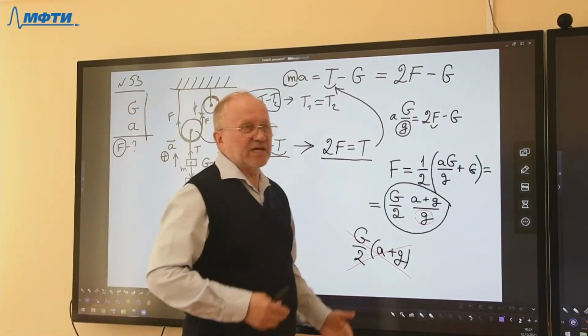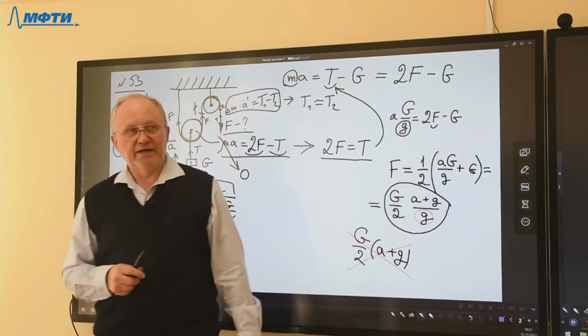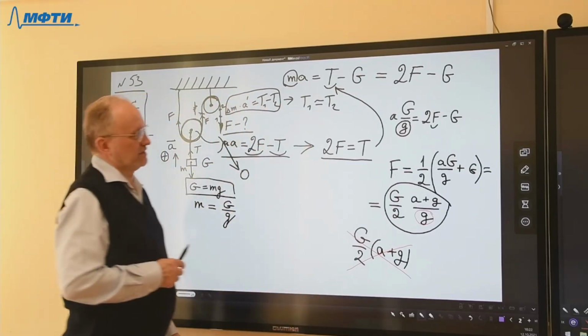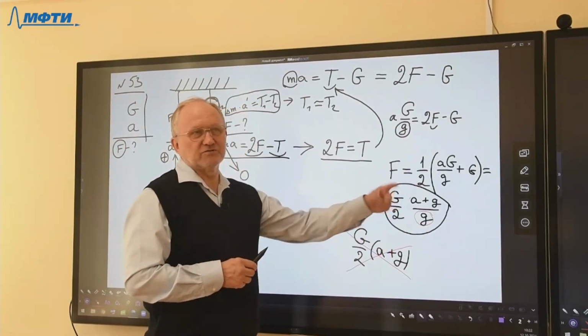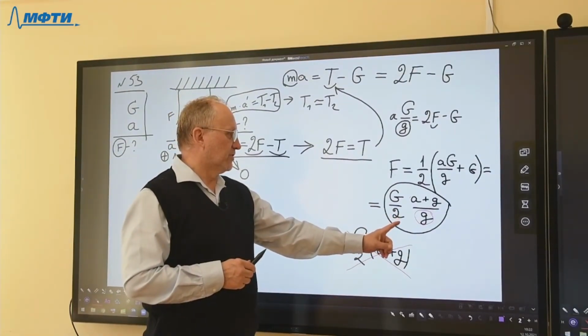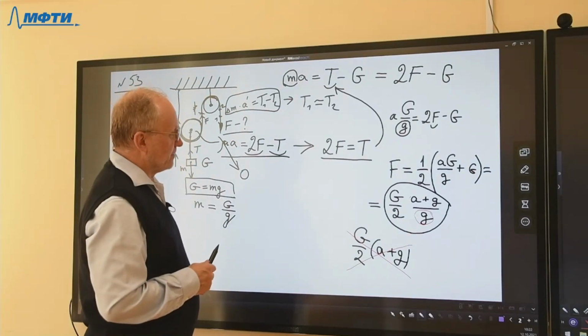Then the second step is to check the units of measurement. The units should be correct. And then there is another step. There is another criterion of correctness, correct answer. Another criterion is a physical sense, I should say.